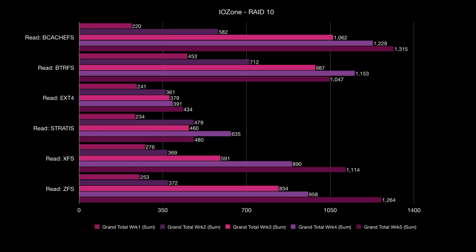Same thing, back to RAID 10. And Bcachefs is getting up there. It's starting to get closer. And Btrfs is a little bit slower, but still, it's not bad. ext4, Stratis, not so good. XFS, yeah, it's okay. I mean, you could say that's in the ballpark at least, and then ZFS, same. It's in the ballpark as well.